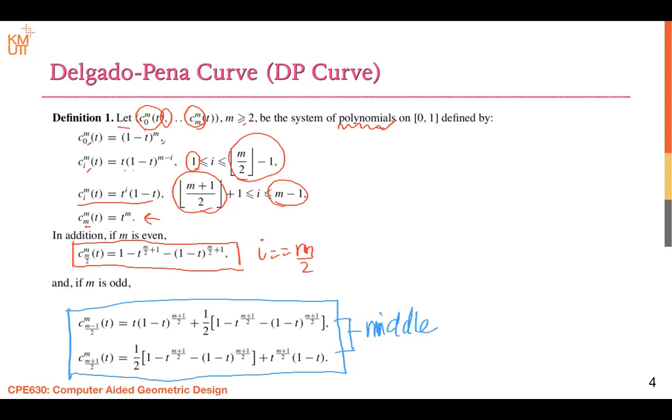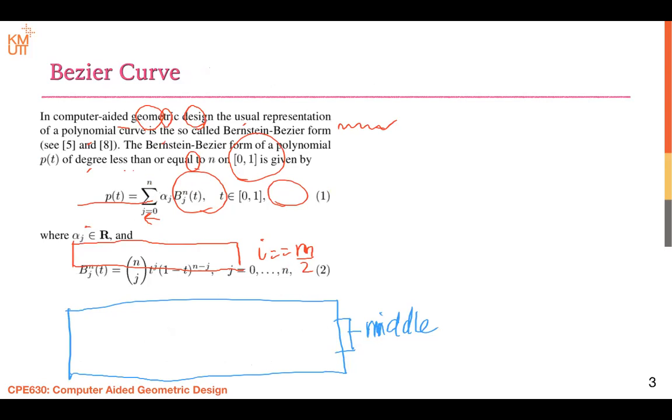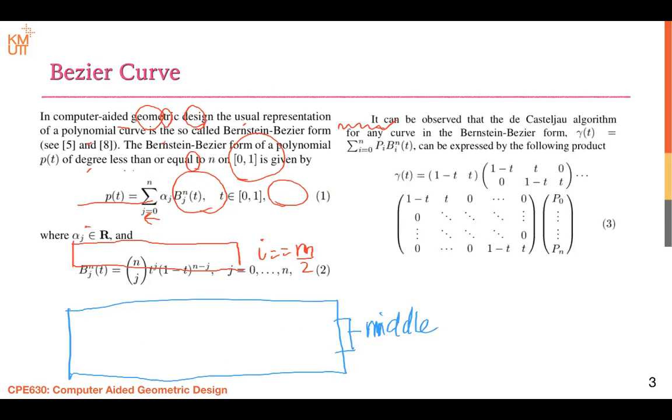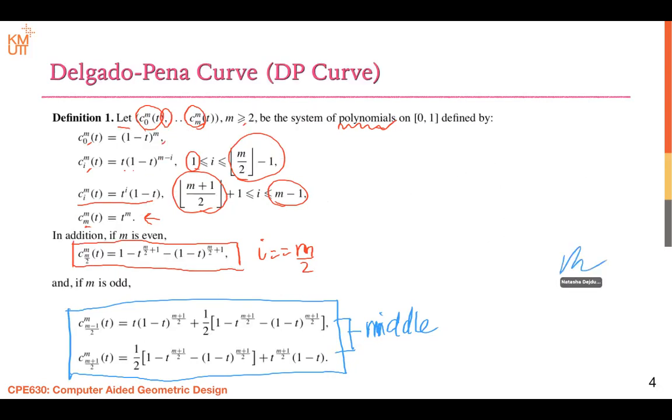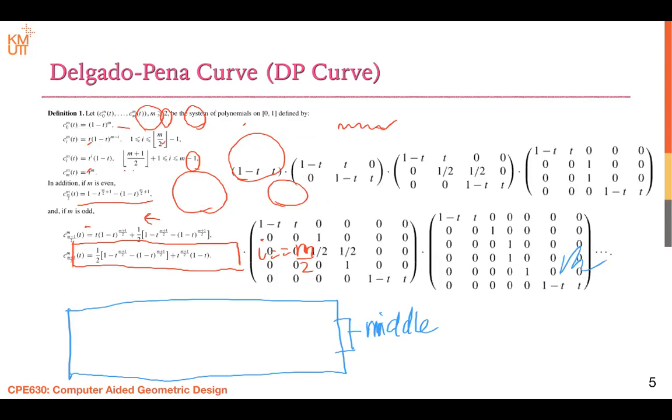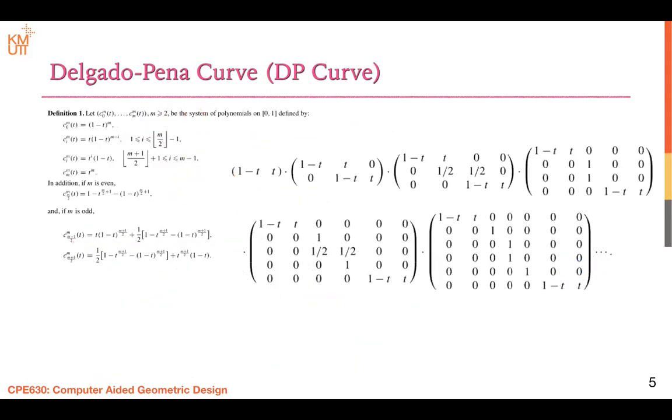Okay, in order to get this form, Delgado and Pena did it very easily. They start from the previous idea that I have just told you, that is about this matrix, right? And then they come up with this matrix.